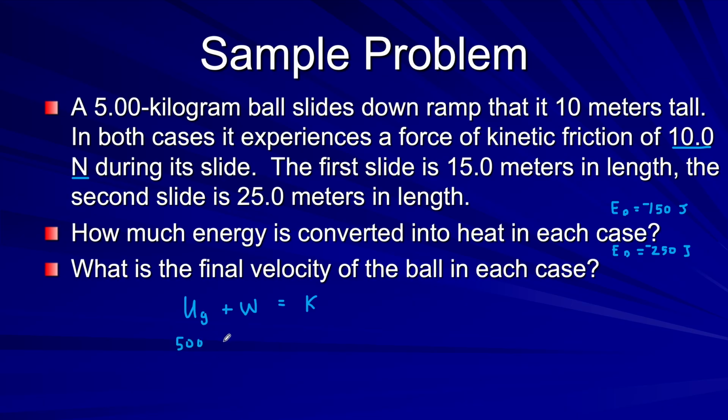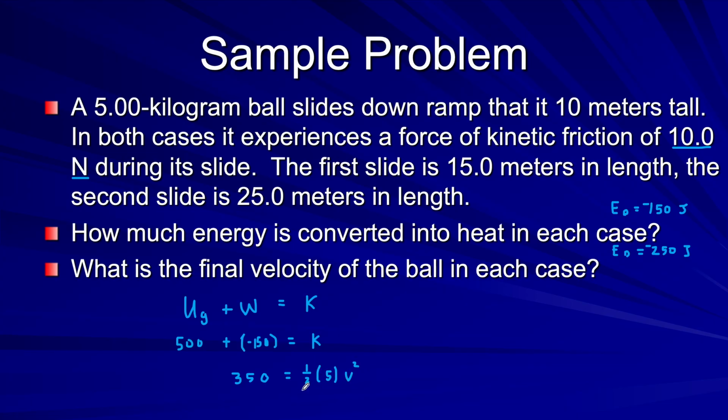And so I'll do the first one just for you real quick. Plus the amount of work done, negative 150. So our final kinetic energy in this case is going to be 350 joules. If 350 joules is equal to 1/2 mv squared, where the mass is 5, you can very, very quickly work this one out.